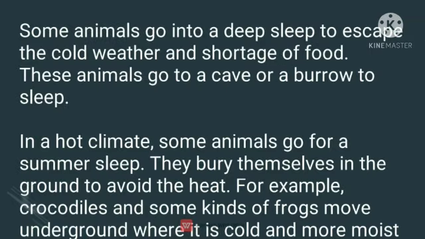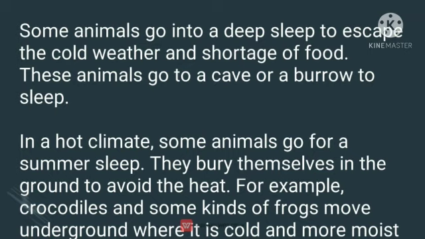Some animals go into a deep sleep to escape the cold weather and shortage of food. These animals go to a cave or burrow to sleep.